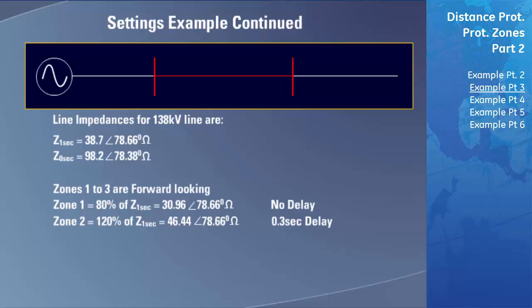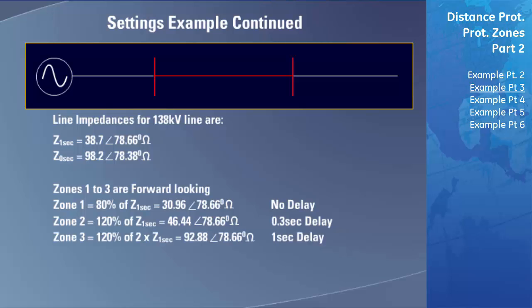The Zone 2 reach is normally set to at least 120% of the positive sequence impedance of the line, or in many applications, to the positive sequence impedance of the protected line plus 50% of the shortest adjacent line. For this example, we'll take Zone 2 as 120% of the positive sequence impedance, which gives us 46.44 ohms at an angle of 78.66 degrees. The time delay for Zone 2 is typically between 250 milliseconds to 400 milliseconds. We'll use 300 milliseconds for this example.